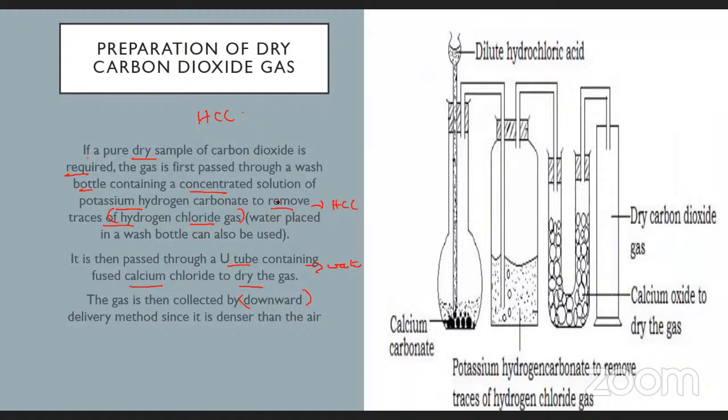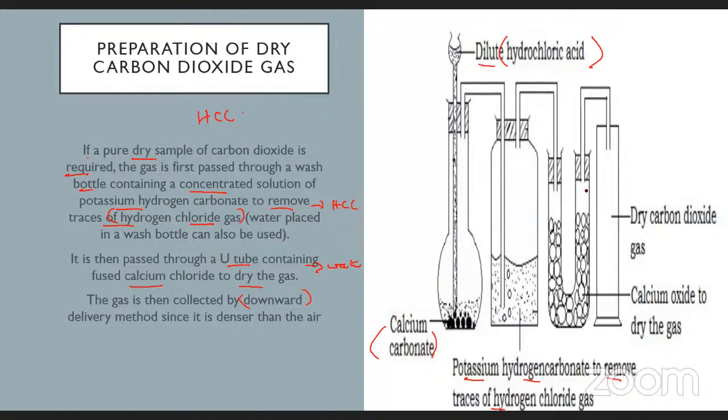So we have a diagram. The diagram we are having here is different from what we had before. Here we are having dilute hydrochloric acid. We are having calcium carbonate, which is the same on the other side. But now we are having a wash bottle or a container having potassium hydrogen carbonate. What is the use? The use is to remove traces of hydrogen chloride gas, which are produced by this hydrochloric acid here. Then from there, it is passed through a U-tube.